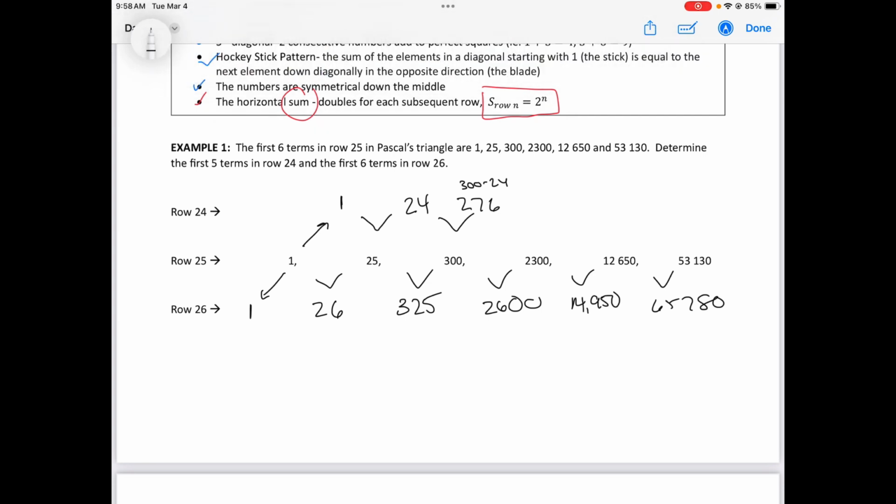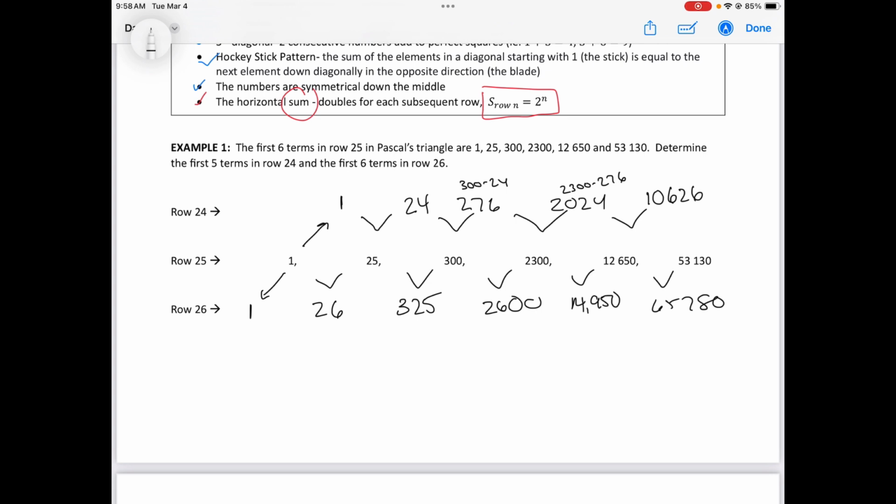Okay, 276 plus what number equals 2300? So I'm going to go 2300 minus the 276. I get 2024. Okay, what number minus 2024 is going to give us 12,650? Just subtract them. I get 10,626. And I obviously double check.